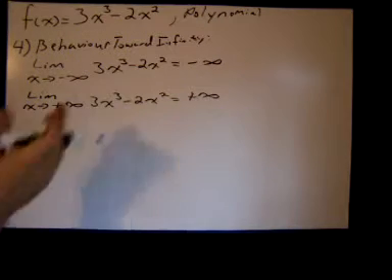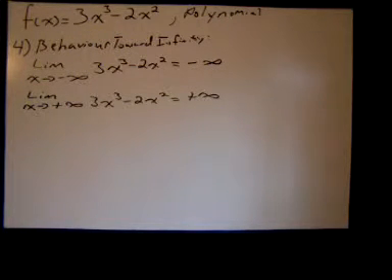By the same nature, positive cubed is a positive. This minus x squared will have nothing to do as we go to infinity. This tells us we have no horizontal asymptotes.